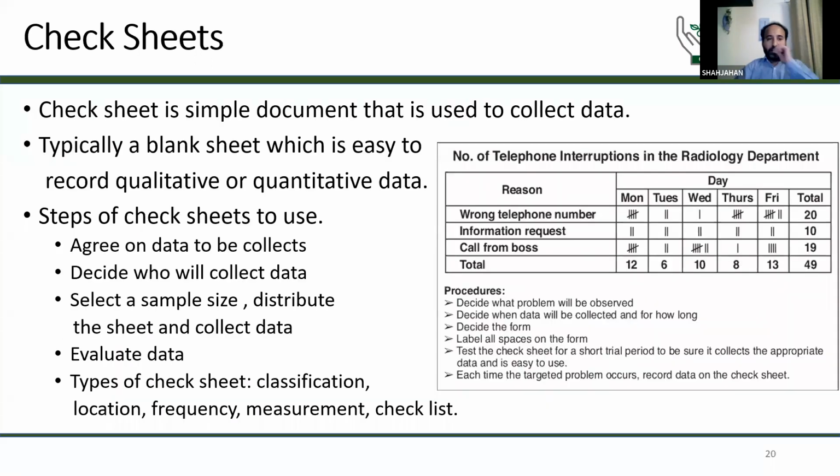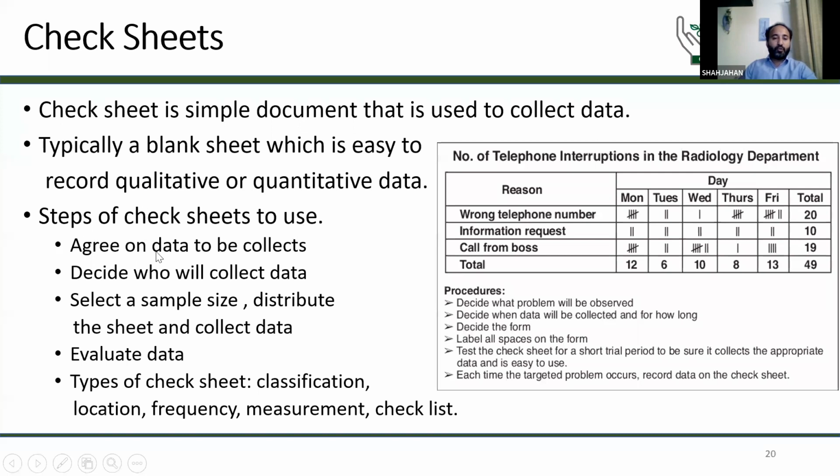The other tool for data collection is the check sheets. This is a simple check sheet which we make on an Excel sheet. Like in the pharmacy, we want to check whether some highlighted medication or some very expensive medication is available or not. So we will check every day. We are checking whether the temperature of the fridge is correct or not. We are checking the temperature of the IV room. So these all are check sheets. Also for the indicators, when we are writing our data in the Excel sheet, that is also a collection check sheet. The check sheet is a simple document that is used to collect data, typically a blank sheet which is easy to record qualitative or quantitative data.